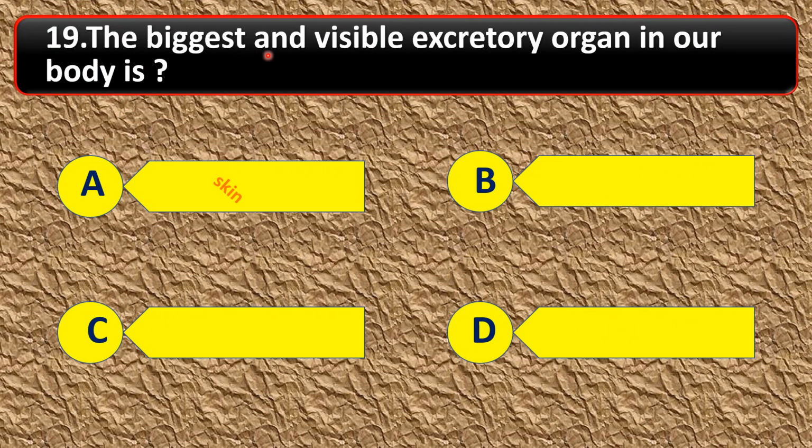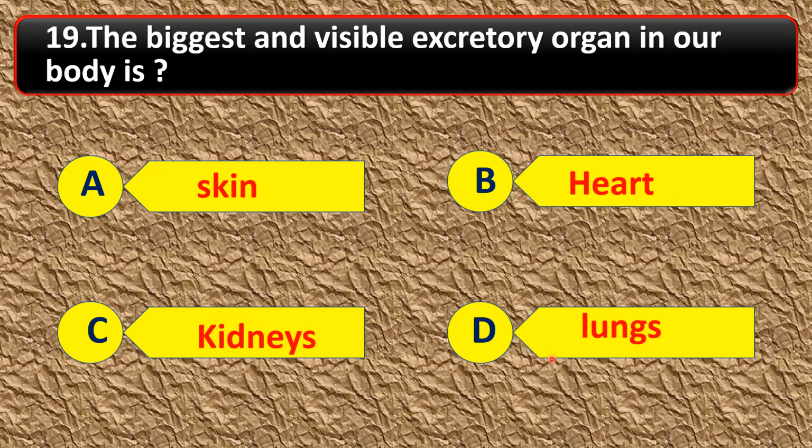The biggest and visible excretory organ in our body is option A, skin. Option B, heart. Option C, kidneys. And option D, lungs. The correct answer is option A, skin. Skin is the biggest and visible excretory organ in our body.